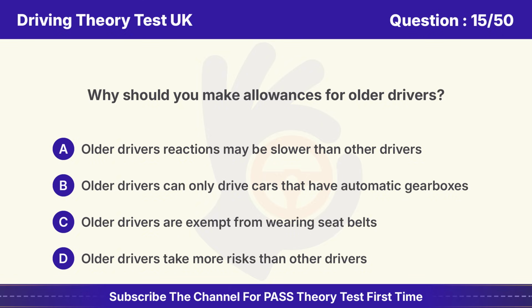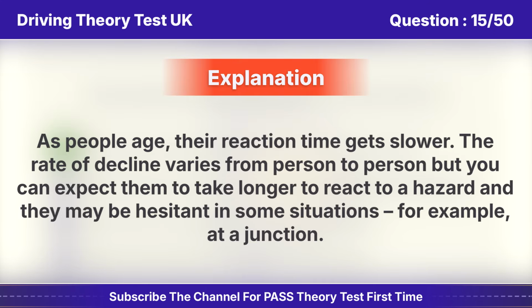Question 15. Why should you make allowances for older drivers? Answer is A. Older drivers' reactions may be slower than other drivers. As people age, their reaction time gets slower. The rate of decline varies from person to person, but you can expect them to take longer to react to a hazard and they may be hesitant in some situations, for example, at a junction.